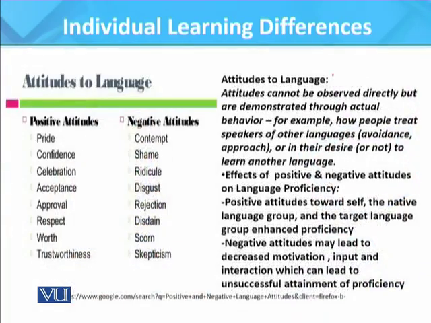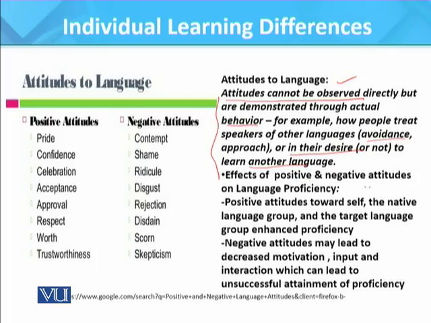So attitude to language, we see that attitudes cannot be observed directly but are demonstrated through actual behavior. So it's through behavior that we demonstrate attitudes. They cannot be directly observed. For example, how people treat speakers of another language, avoidance or approach, or their desire or not to learn another language. So this can only be evident in their behavior. It is not something which is tangible and can be observed directly.